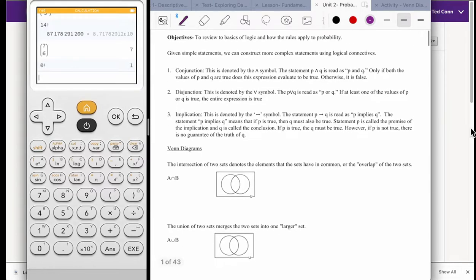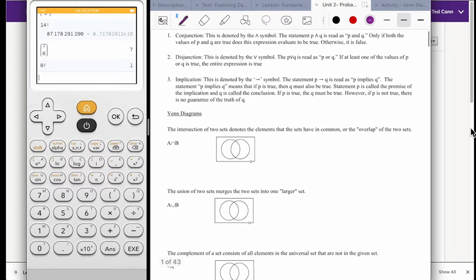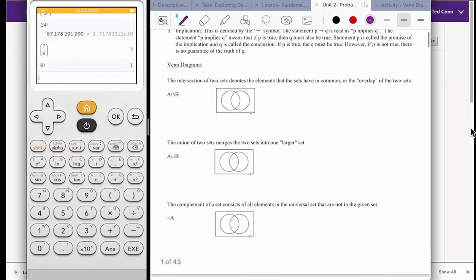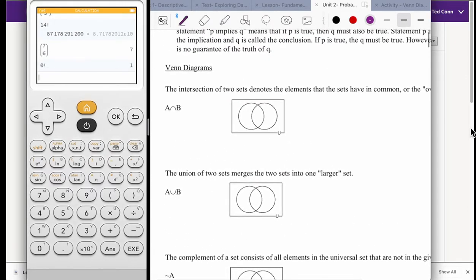So the conjunction, the and statement, is only true if both parts of the sentence are true, right? The or is true if either part of the sentence is true, and if-then we'll get to in a little bit, all right? But I wanted to expose you to the Venn diagrams related to these. They're pretty easy to do.